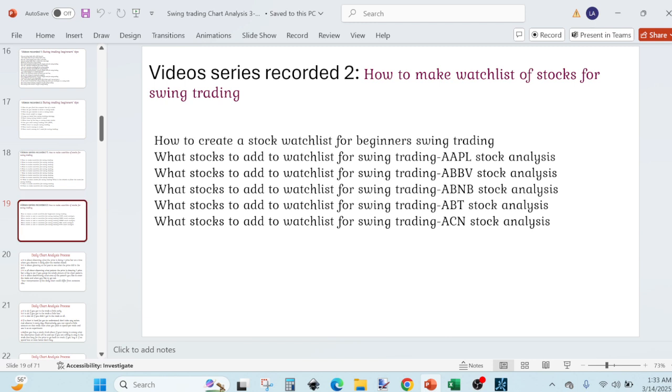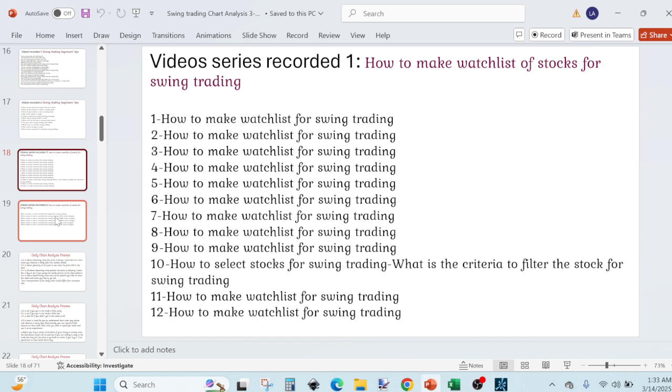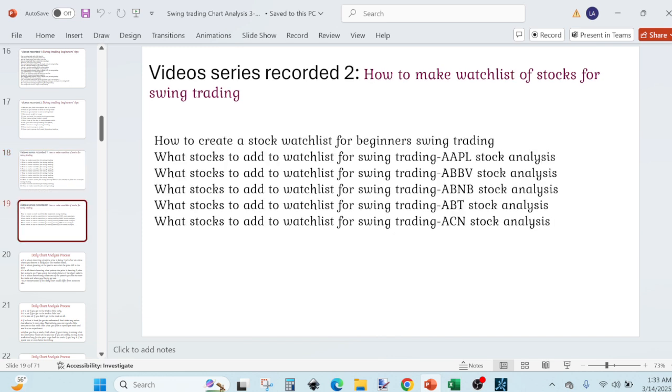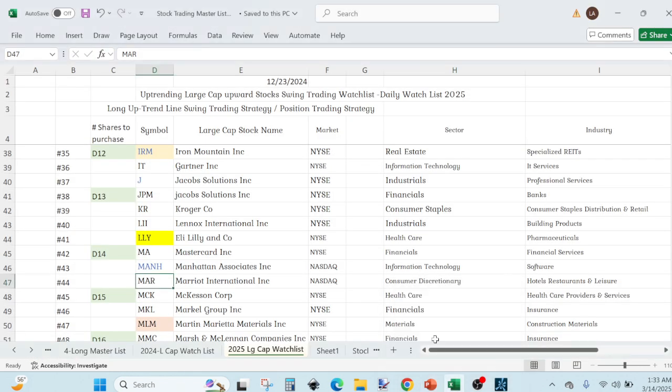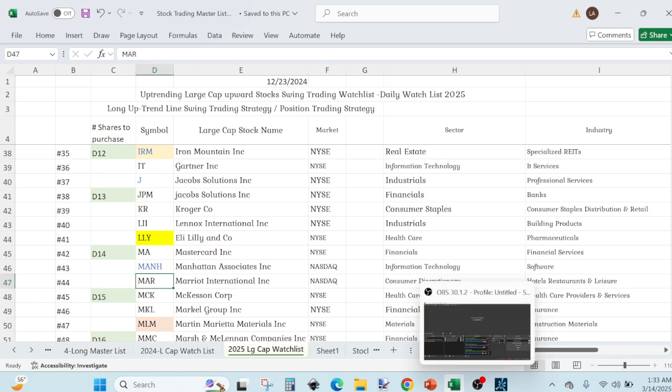And we have another series that we are recording, and once we are done publishing this one, we'll start publishing that one as well, to pretty much show you all the filters, one stock at a time, so that if you come across a stock, you can pull it through those filters to see if the stock is good for you to add to your watch list. But again, it's going to be in relation to the strategy that we are using to swing trade, which is the long option swing trading strategy.